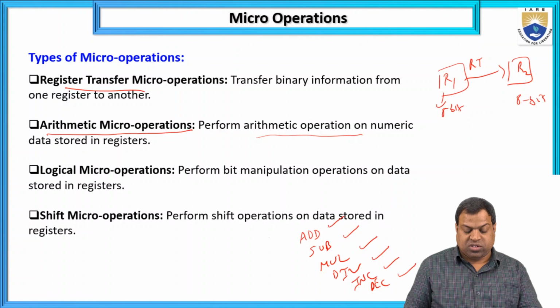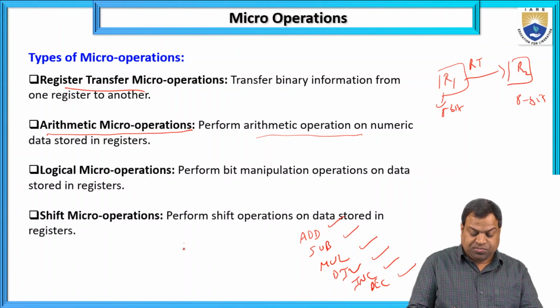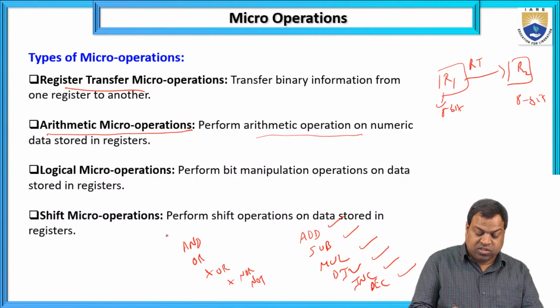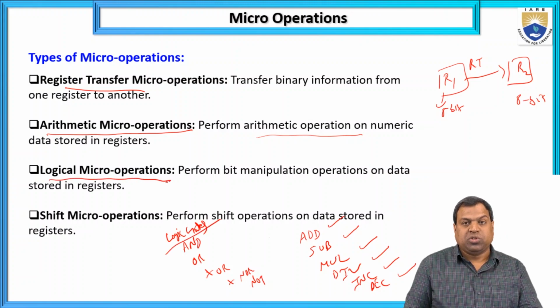Logical micro operations perform bit manipulation operations on data stored in registers. These are AND, OR, XOR, XNOR, NOT, like this. So these are for logic gates. When you are performing operations using the logic gates, that is a logic micro operation, to perform the bit manipulation operations on data stored in registers.